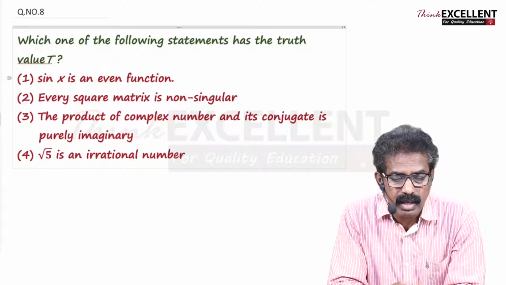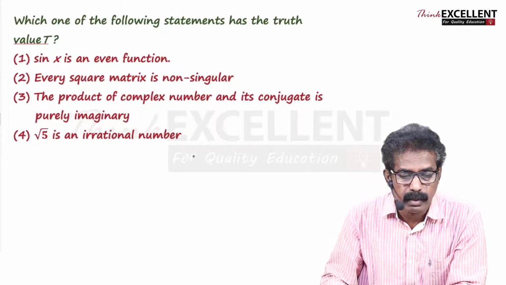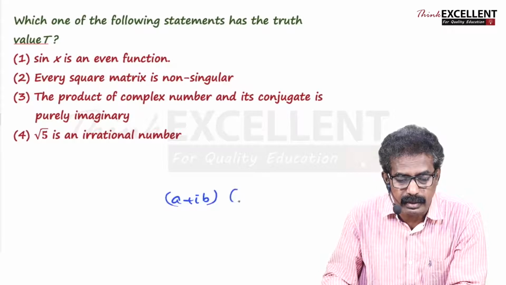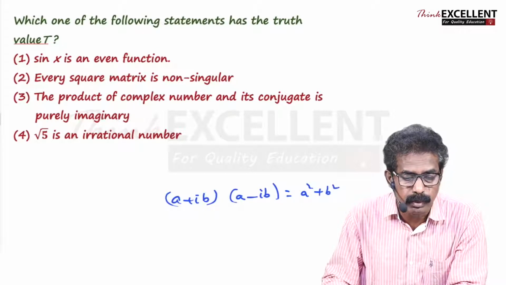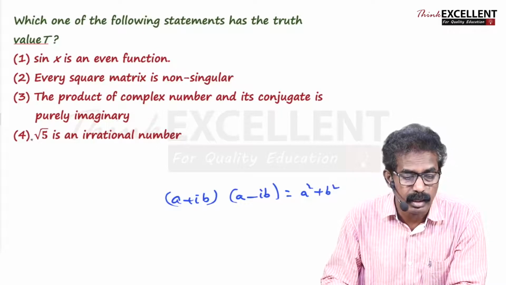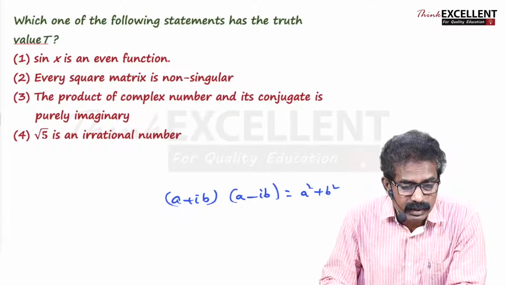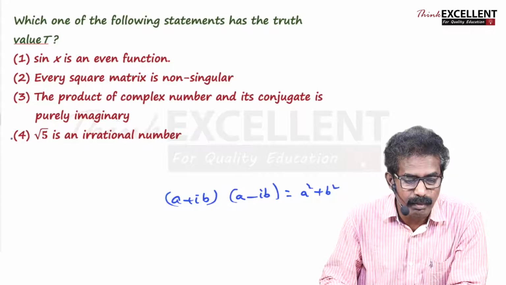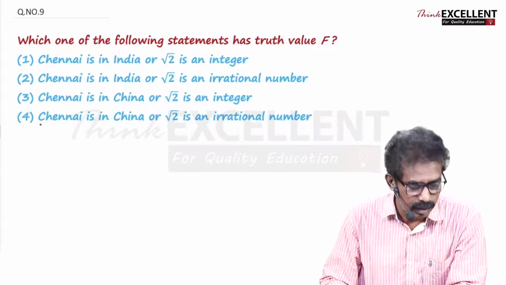The product of a complex number and its conjugate is purely imaginary. Product of a complex number a plus ib and the conjugate a minus ib. If you multiply, you will get a square plus b square, right? So is it purely imaginary? No, it is pure real. So which one of the following is true? All the first three statements are false. Root 5 is an irrational number. Yes, that is the true one, right? Now, sum number 9.